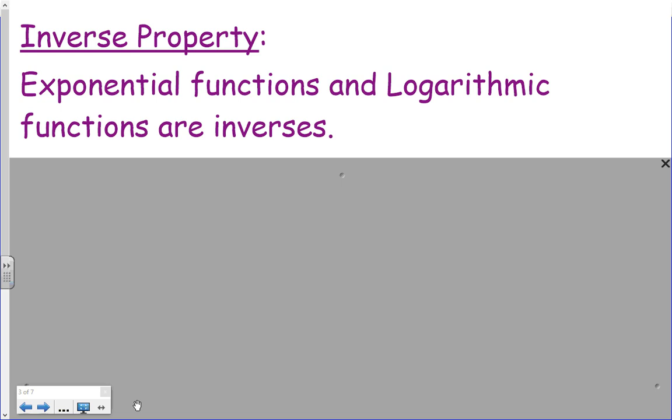Turns out that exponential functions and logarithmic functions are inverses. We used this property actually when we were solving logarithmic and exponential equations in the previous section. And it comes straight from the definition, by the way, is how we can see that these are inverses of each other.